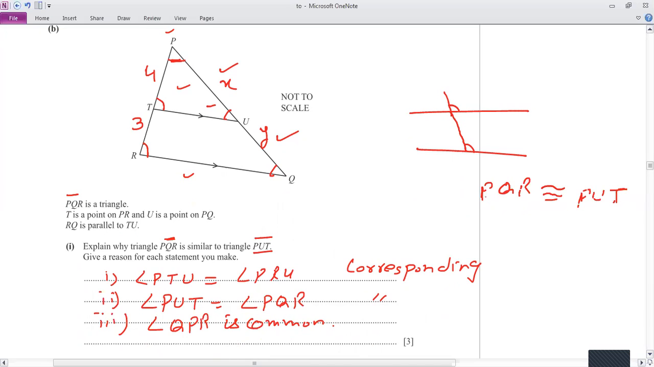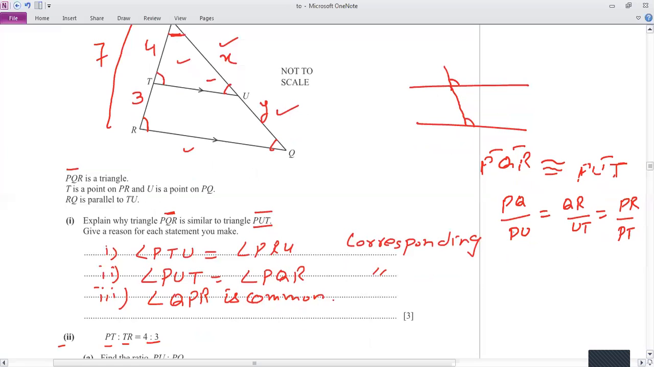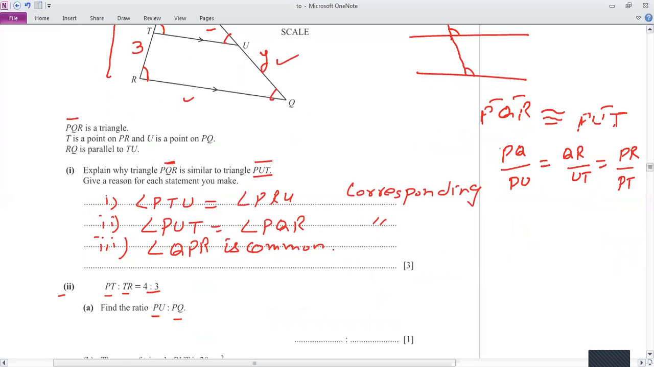It means I can say the ratio PQ over PU is equal to QR over UT, which will be equal to PR over PT. We know the ratio PR. If I take PR in total, it becomes 4 plus 3, 7, because they are in the ratio 4 and 3. We have to find the ratio PU to PQ.